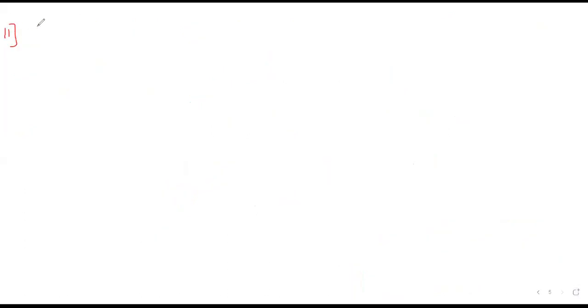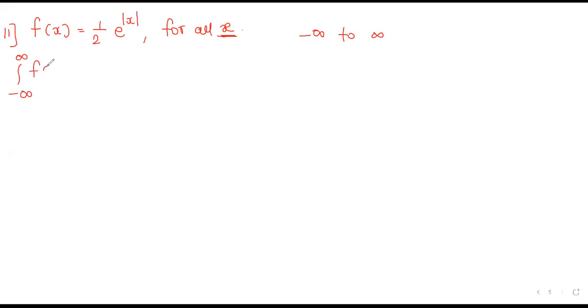F of x is equal to 1 upon 2 e raised to mod x for all x. Okay, here we have not been given any proper condition where our x lies, so we have to take minus infinity to infinity. Now we have to prove that integration minus infinity to infinity f of x dx is equal to 1. So integration minus infinity to infinity f of x is equal to integration minus infinity to 0 e raised to x plus integration 0 to infinity e raised to minus x dx.